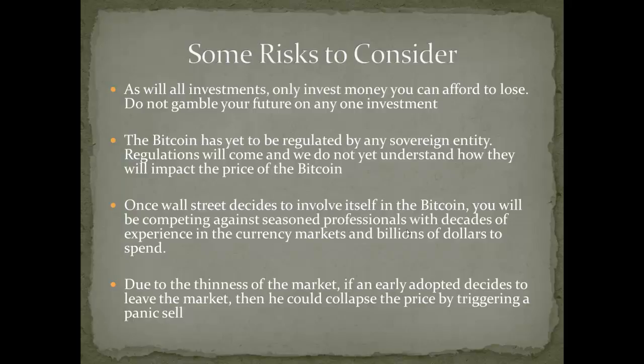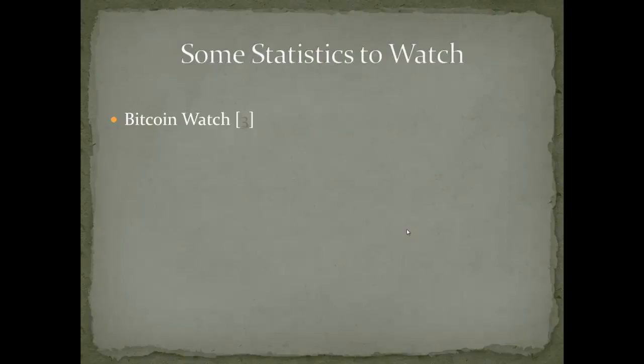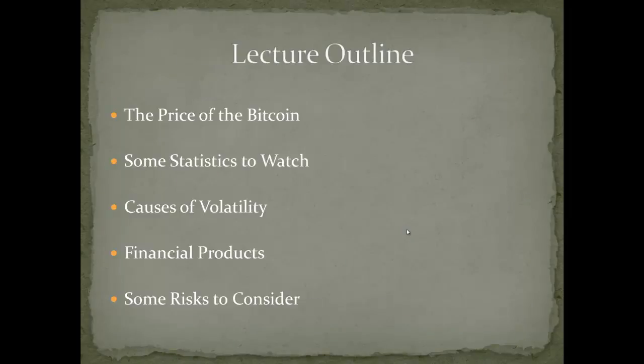Okay, well, that's all I have for you on Bitcoin speculation. I hope this answers a couple of questions. To do a brief recap, we covered the price, the statistics, the causes of volatility, financial products, and some risks to consider. The price is always available and easy to find. It's on Mt. Gox. Go ahead and look at the summary statistics first and work your way down using blockchain.info.